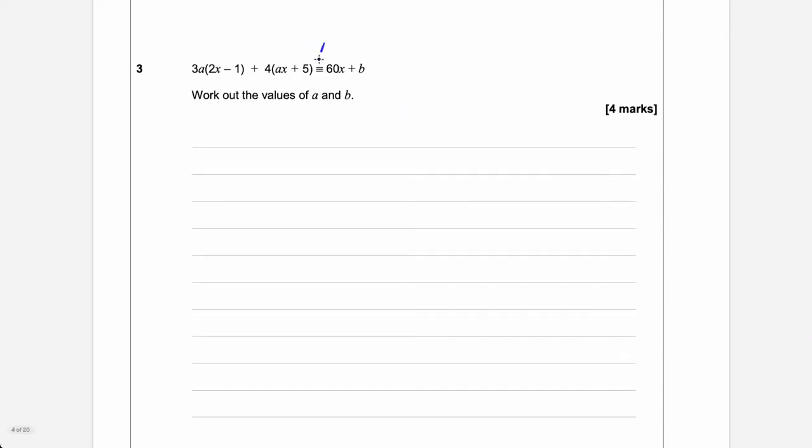Question 3. This is equivalent, guys. The kind of equal sign with three lines means these sides are equivalent. When that is true, when the left and the right are equivalent, that means it's true for all x values, not just a given x value. So it's slightly different to an equation. But when we have that, we can do this thing where we equate the coefficients of x on the left with the coefficients of x on the right, and the constants on the left with the constants on the right. So I'll show you what I mean in a second.